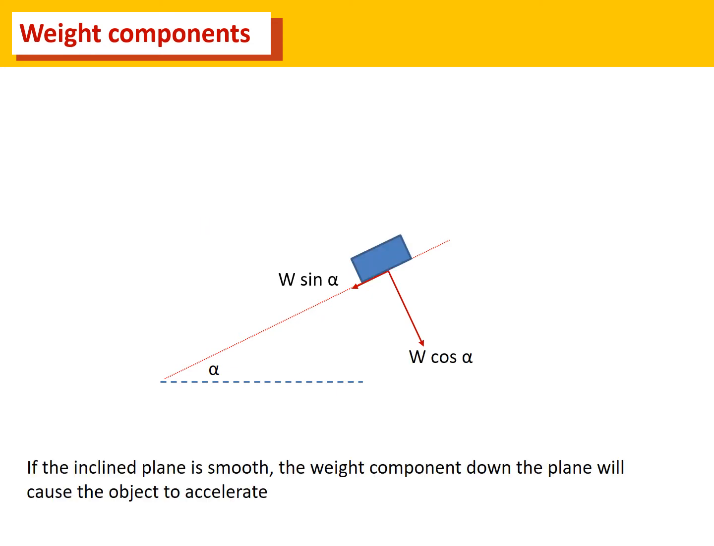Now, if the inclined plane is smooth, the weight component down the plane will cause the object to accelerate, and that's because in the direction parallel to the plane there are no other forces. There's no push or pull force, there's no friction force, so that weight component will see the object just slide down the incline.